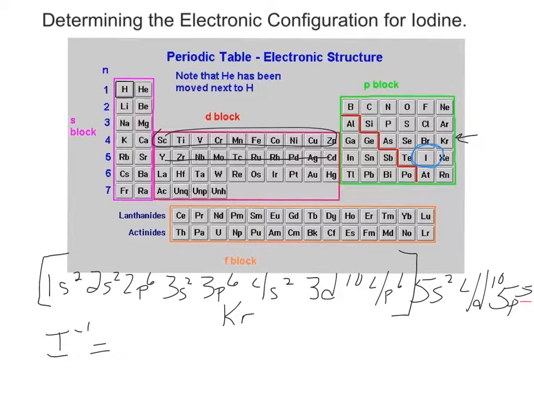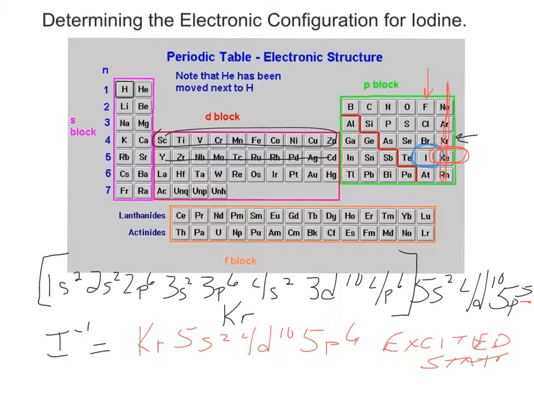Well, as you can see over here, in this p area, I've got one electron that I could add. That's why everything in this column forms a -1 charge. It gains an electron to fill this shell out here so it can be more stable and be happy. So this would be iodine, krypton, 5s2, 4d10, 5p6. And that would be writing iodine in its ionized form, its excited state. That's what we're talking about there.